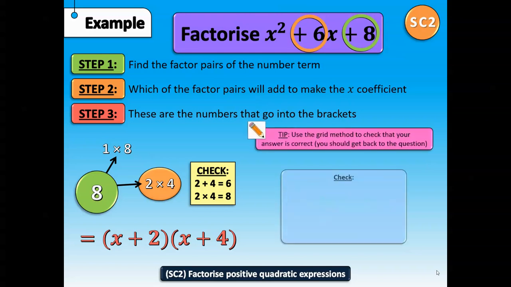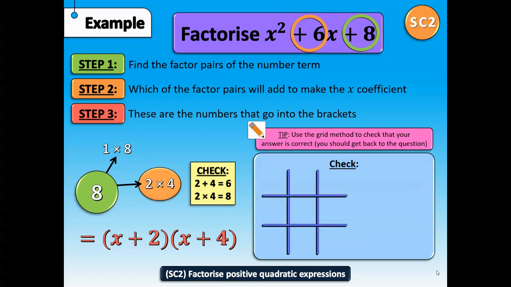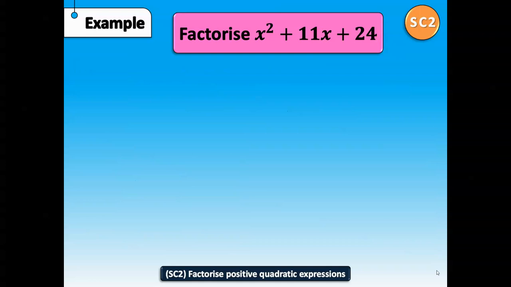We can then use a grid method to check this. So if we expand that double bracket, we get x squared plus 6x plus 8. So we've got it right. Here's another example.